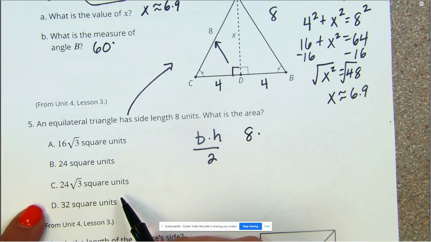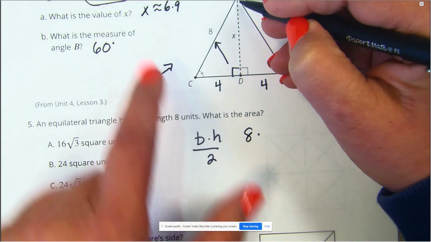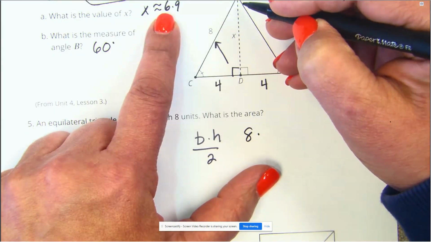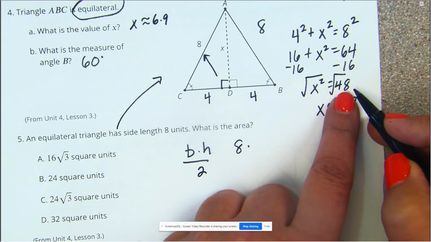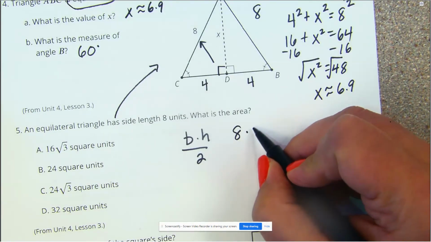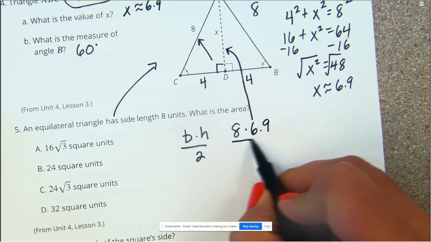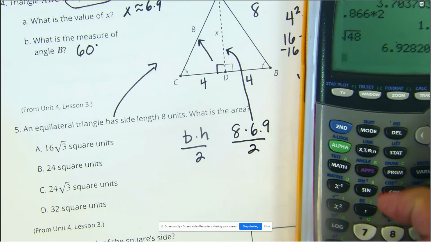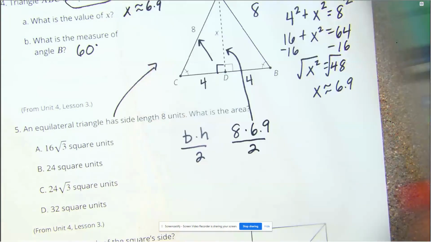I'm going to show you how you could use your calculator to go back and forth. Now for the height, which is this guy right here, we found that to be 6.9. I'm going to show you both ways, okay? Or if you left it as the exact answer, the square root of 48. So I'm actually just going to put the 6.9 in, which is what we found up here, and then divide it by 2. So I'm going to type that into my calculator. 8 times 6.9 divided by 2, we get 27.6.